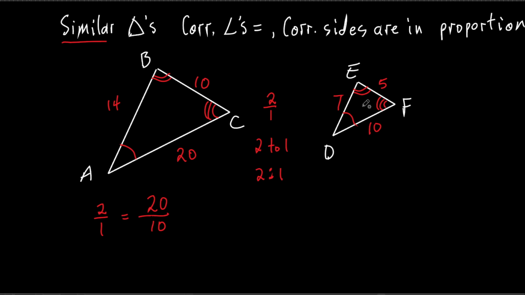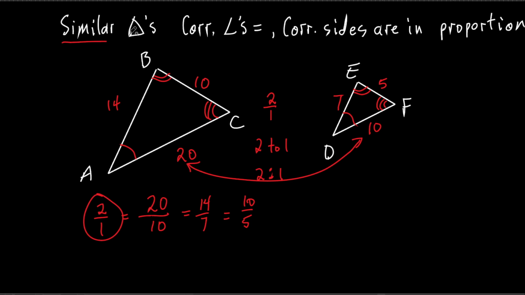Now, the other sides have to be 2 to 1 as well. So are they? Is 14 to 7 2 to 1? Yeah, absolutely. Is 10 to 5 2 to 1? Yeah, absolutely. So if you compare the corresponding sides to each other, they don't have to be equal to each other, do they? But they have to have the same ratio. It's got to have the same ratio. And do they have the same ratio? Yes, they do.